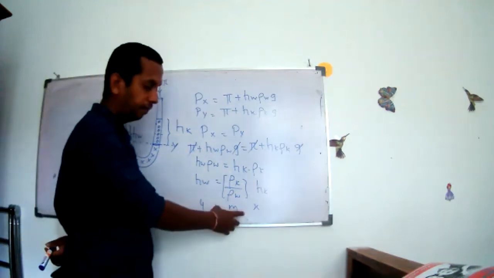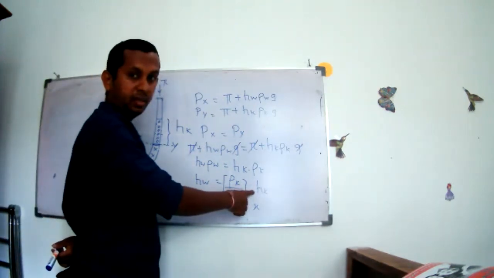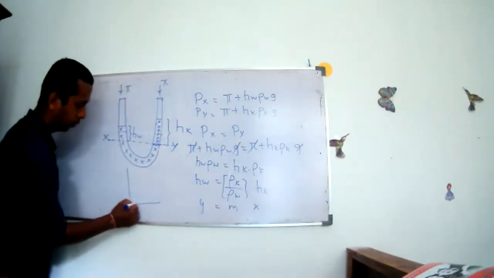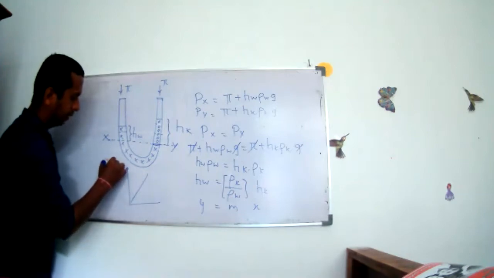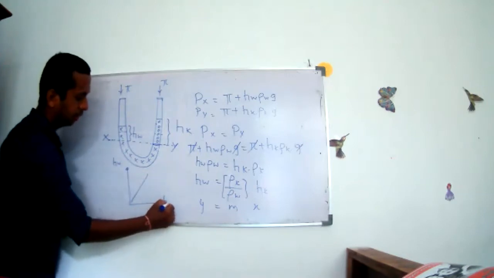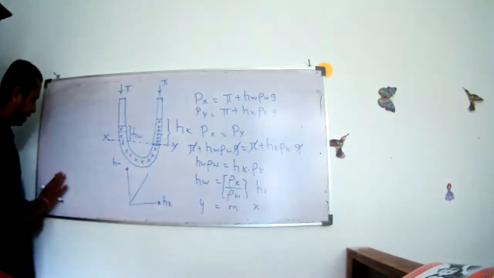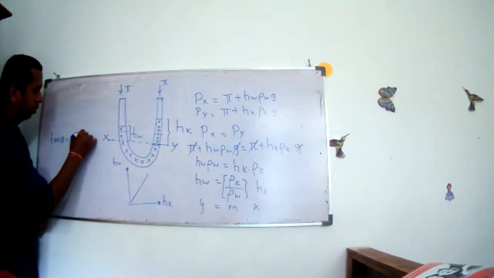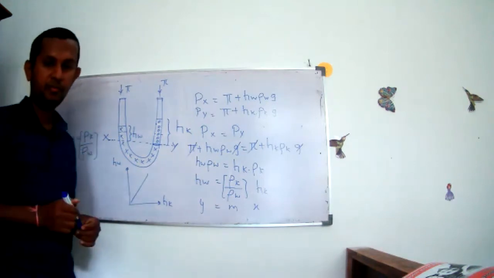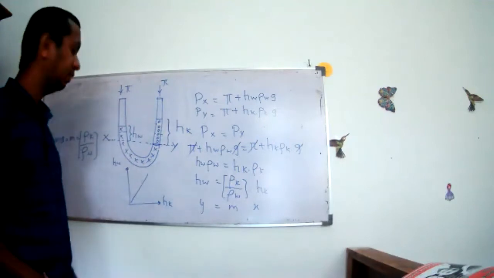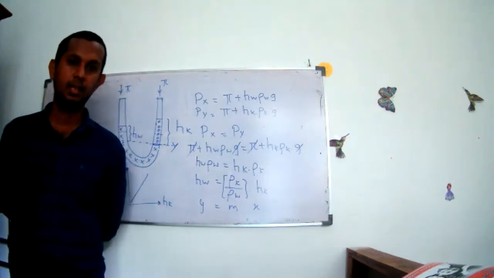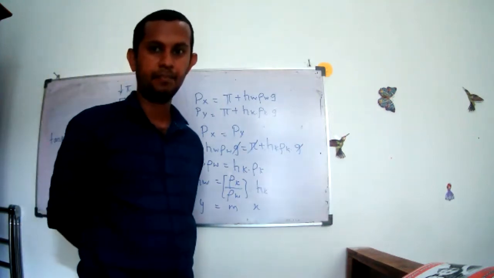If I plot a graph of height of kerosene oil versus height of water column, I will receive a graph of y equals mx. This one will be hW and this one will be hK. Using the gradient of the graph, tan theta equals m, which is equal to rho K over rho W, we will be able to find the relative density of kerosene oil. Using this experiment, we can find the relative density of the kerosene oil.